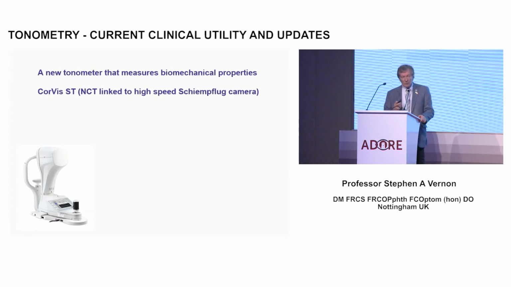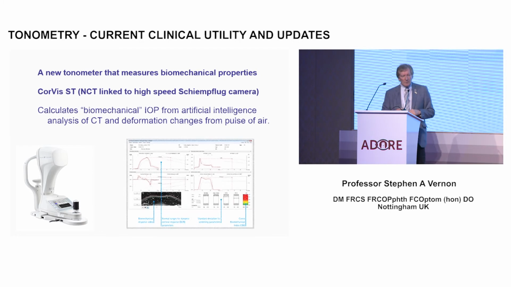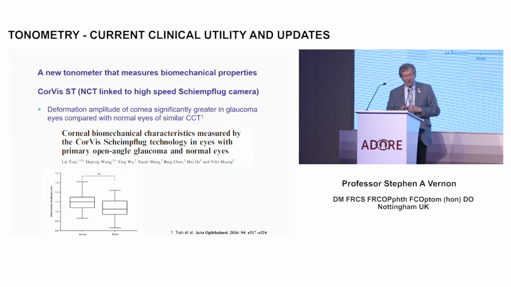A new tonometer, or relatively new, that also measures biomechanical properties is the Corvis ST. And this is a non-contact tonometer, a bit like the Reichert, but linked to a Scheimpflug camera, a very high-speed one. And this produces a biomechanical IOP from using artificial intelligence analysis of the corneal thickness and the deformation changes from the pulse of air. So it's using a slightly different algorithm from the other one. And it will split patients.